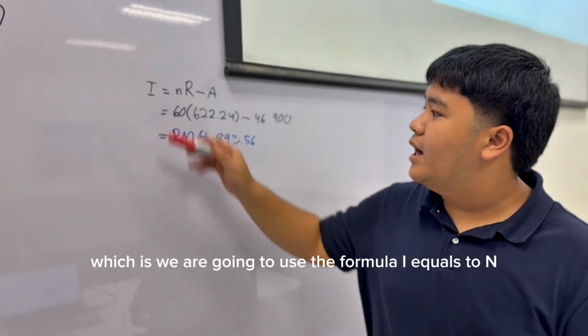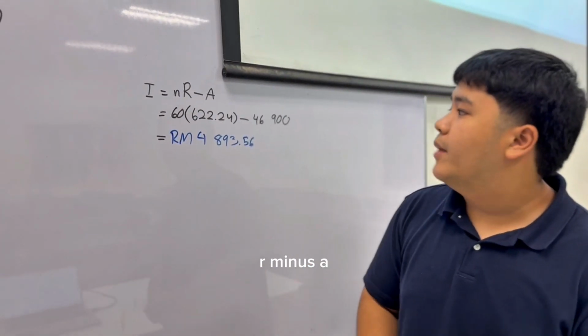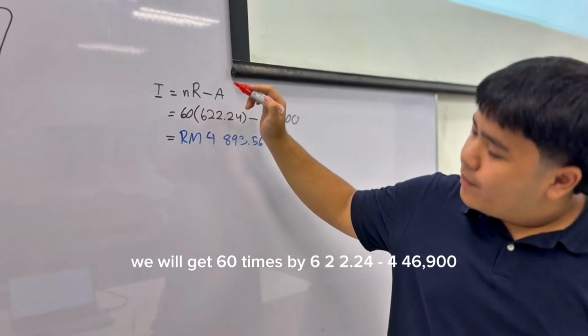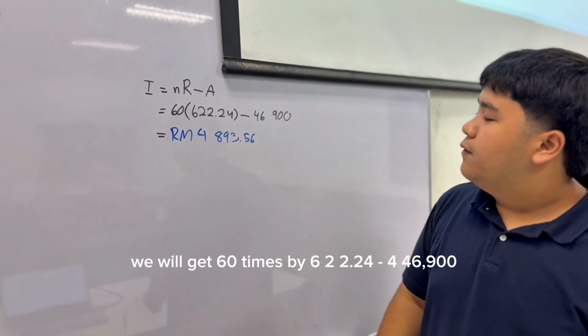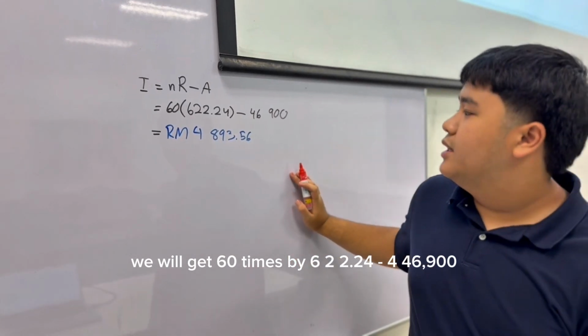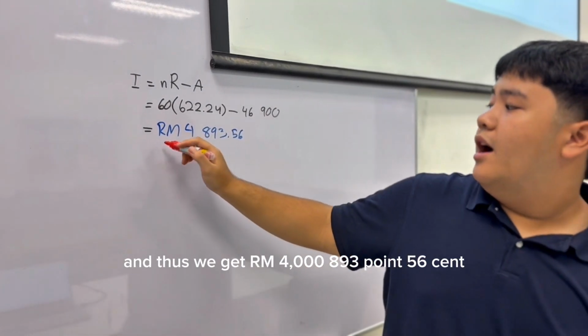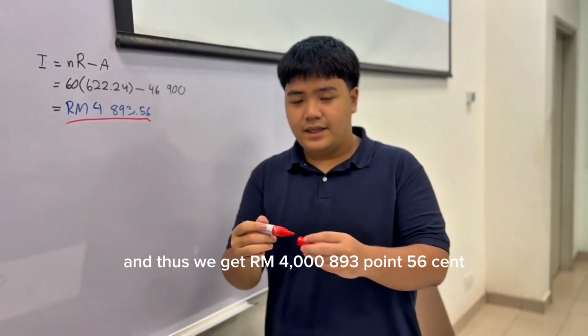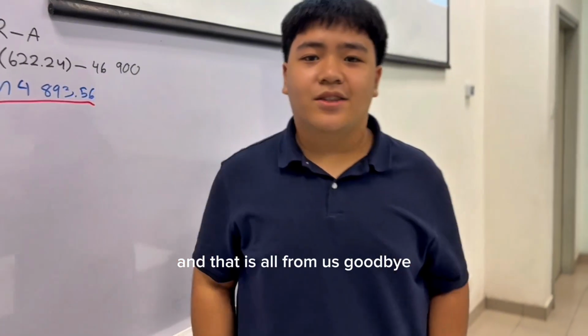And we're not done yet, since we have to find the total interest charge, which we are going to find using the formula I equals nR minus A, where we get 60 times 622.24 minus 46,900, and thus we get RM 4,893.56. And that is all from us.